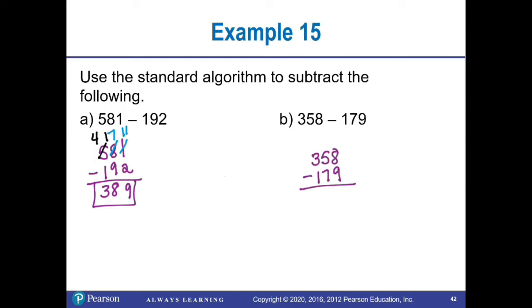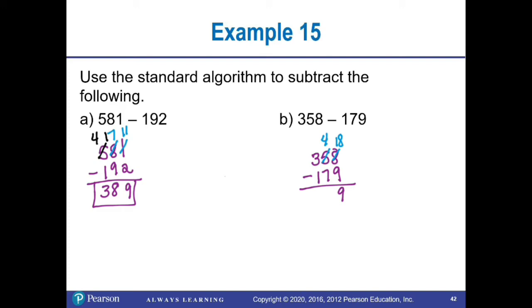In part B, we have 358 minus 179. Again, notice I don't have enough ones to take away the 9 ones from 179. So I trade 1 ten for 10 ones. That gives me 18 ones. 18 minus 9 is 9.